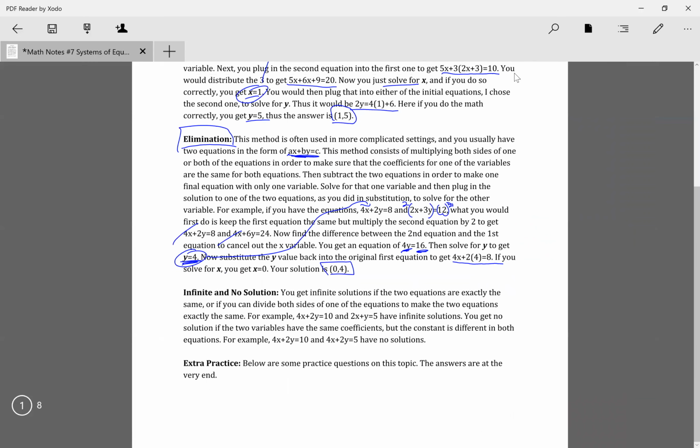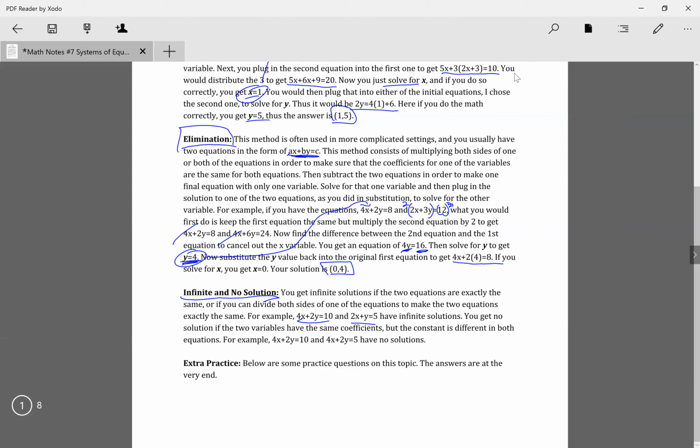You can also have infinite solutions or no solution. Infinite is when it's basically the exact same equation. For example, if I have two equations like 4x plus 2y equals 10 and 2x plus y equals 5, and I divide the first equation on both sides by 2, I get 2x plus y equals 5, which means these two equations are exactly the same, so they have infinite solutions. And if the coefficients are the same in the equations but the constant, the c value, is different, that's how you know it's no solution, because that means they're parallel lines.